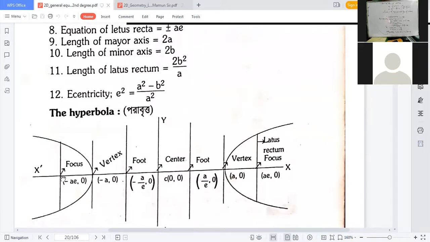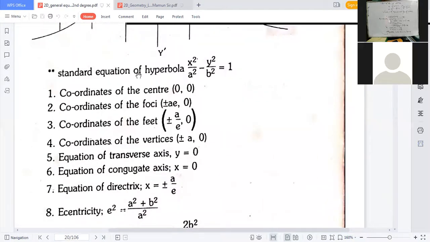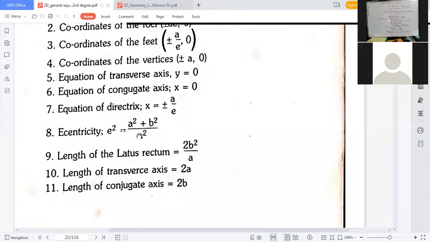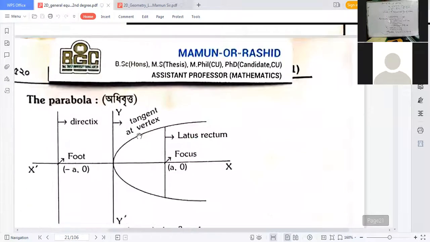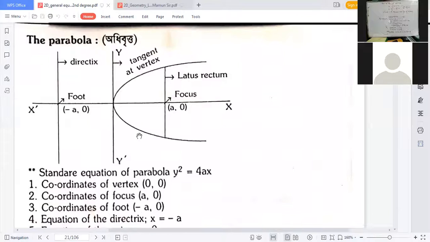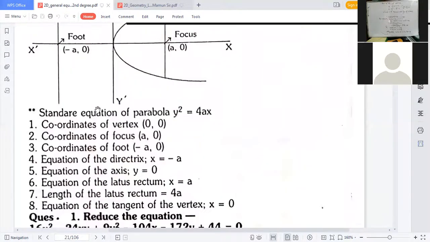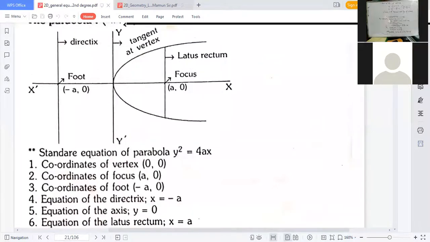Similarly, for the hyperbola, this is the focus plus minus ae, 0, and this is the vertex. Okay, vertex, and this is the foot, and this is the center. And this is also the foot for this hyperbola. So we get same formulas for hyperbola. Okay, so this is it for hyperbola.